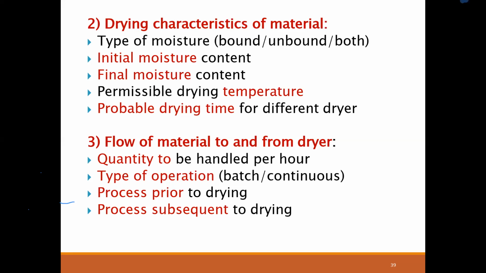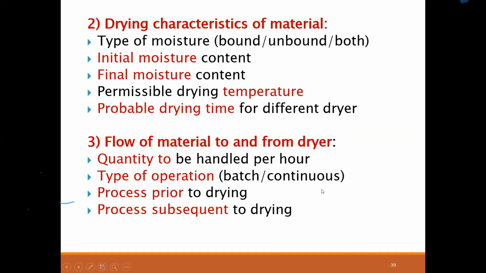Depending upon the quantity of the material, they have to decide the dryer. Then the type of operation, whether it is a batch operation or a continuous operation. Batch operation means that if one batch is 100 kg, you can completely dry that 100 kg, and that is called a batch. One batch is 100 kg, the second batch is 100 kg. First you start and complete the first batch, then you can start the second batch. So that is called batch-wise.